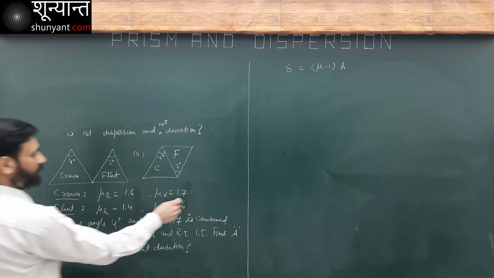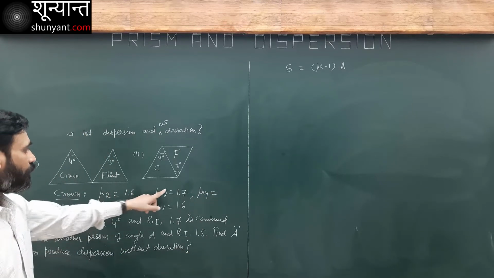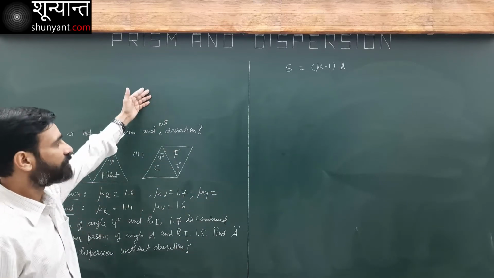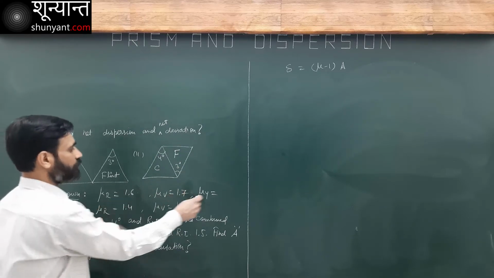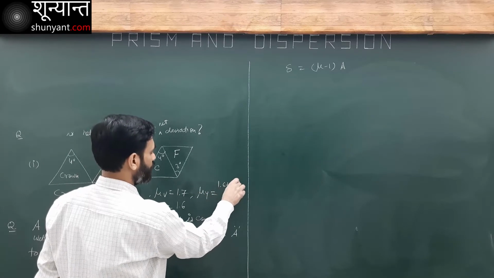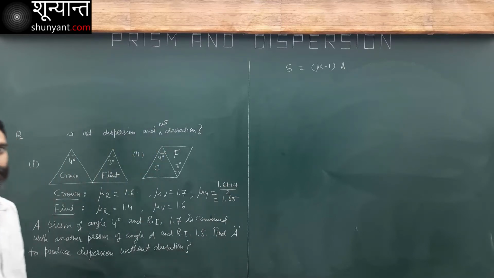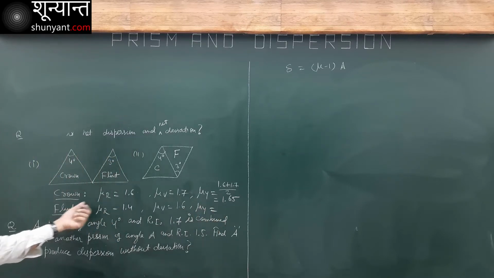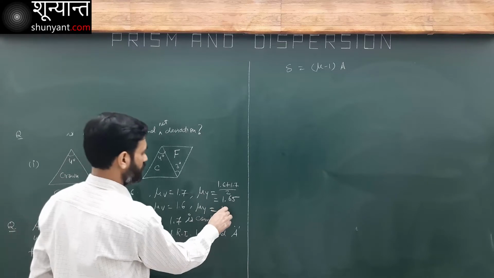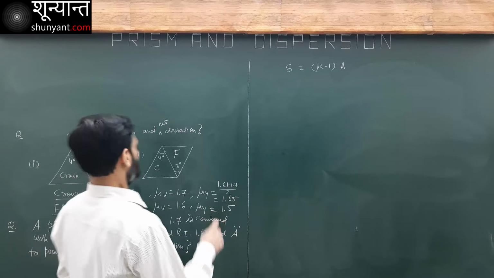Here, crown glass. What will be mu y for yellow? Red and violet are given. Yellow is not given. In the last problem, yellow was specified. Here it is not given. It will be equal to the average of these two, 1.6 plus 1.7 over 2. This becomes 1.65. And here, mu y for flint glass is the average of these two, which is 1.5.